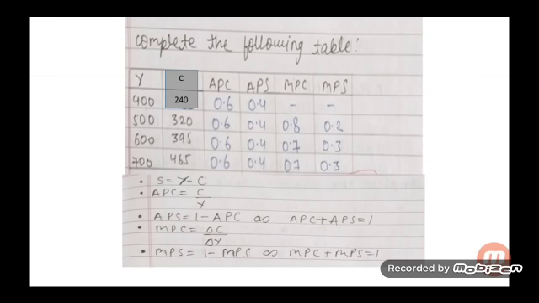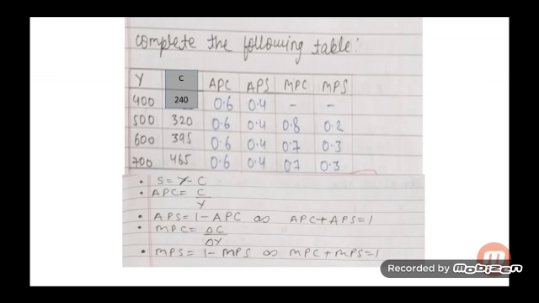Now, to calculate average propensity to save, we can use two formulas here. First we will calculate savings, then we can do saving upon income, or we can use the relationship between APC and APS. I had used a relationship here, APC plus APS is equals to 1. And APC we had calculated 0.6. It means APS is 1 minus 0.6, that is 0.4. Because APC values are same, therefore APS values are also same.